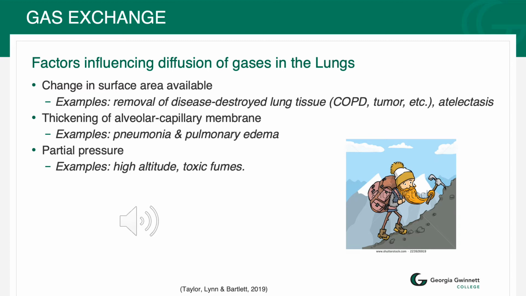The last factor that influences the gas diffusion would be partial pressure. So remember, we talked about diffusion going from higher to lower partial pressure. Well, when you're at high altitude, like out in Denver, Colorado, the air is thinner, and it's more difficult to breathe. You get winded more easily. Toxic fumes like smog and air pollution also can change that partial pressure and make the gas exchange less efficient.